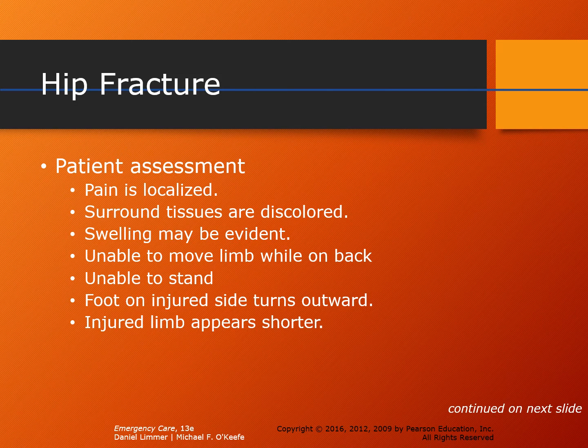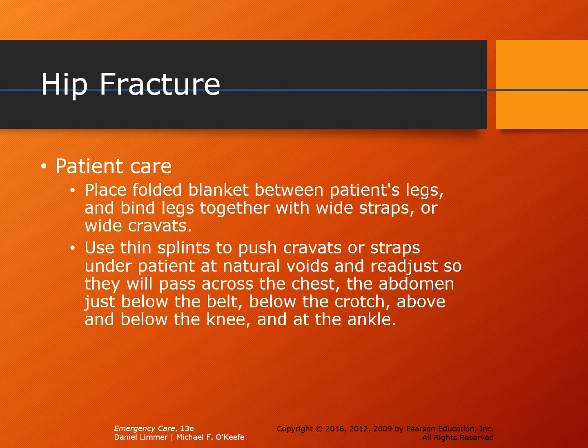For the hip fracture patients, again, make sure that your patient assessment includes the following: localized pain, look for surrounding tissues that are discolored, look for evidence of swelling, and also try to assess for their range of motion and ability to move. So if they're unable to move their limb while they're on their back, or they're unable to stand, we would be considering a possible hip fracture. The foot on the injured side may turn outward, and there may be some shortening, but it won't be nearly as severe with the shortening of the limb as it would be with a femur fracture. But you will most likely see one or two of these things in combination with the presence of a hip fracture, as we've talked about before.